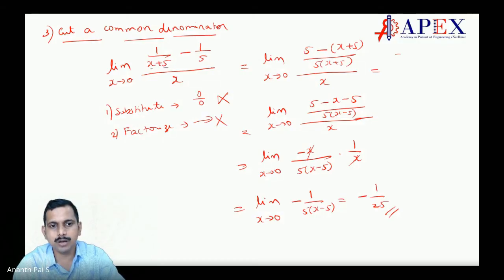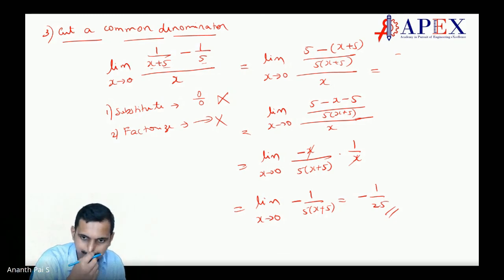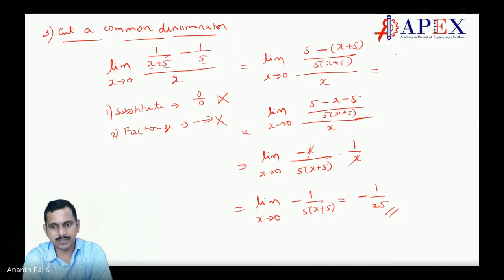So how did that become 5 into x minus 5? Because 5 is what is common. What is the LCM here? 5 into x plus 5, not x minus 5. I'm sorry, my bad. Thank you. It is x plus 5. My bad, students.